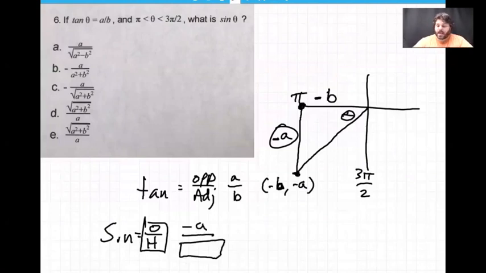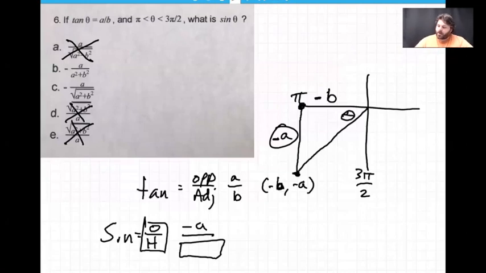So choice A here is a over something. That can't be it because the hypotenuse is always positive. It could be that you have a negative over a negative, but we don't, because the hypotenuse is always positive. That means it can't be D and it can't be E, because it should be A over something. So it's either B or C.